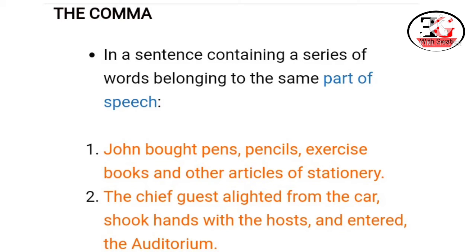Next punctuation mark is the comma. In a sentence containing a series of words belonging to the same part of speech, comma is used. For example, John bought pens, pencils, exercise books and other articles of stationery. Next example, the chief guest alighted from the car, shook hands with the hosts and entered the auditorium.